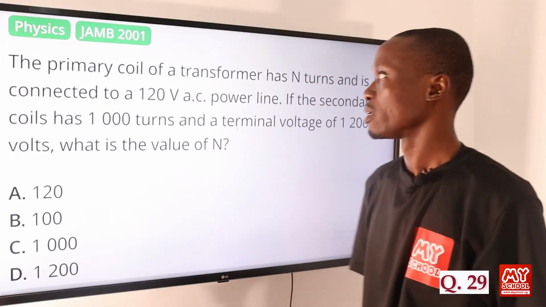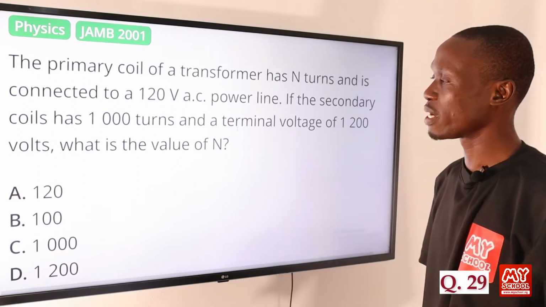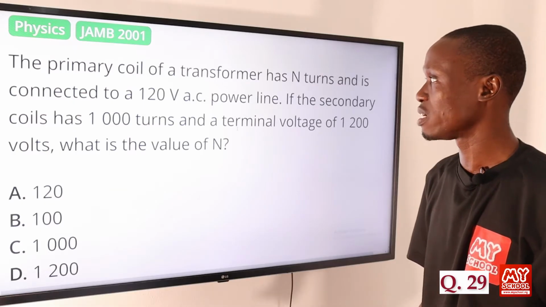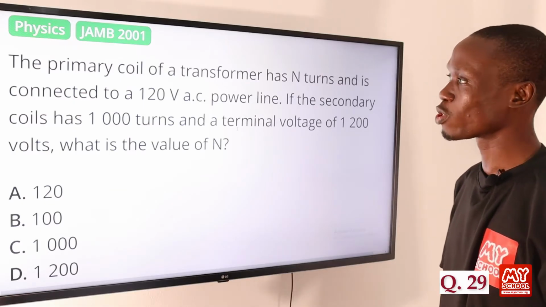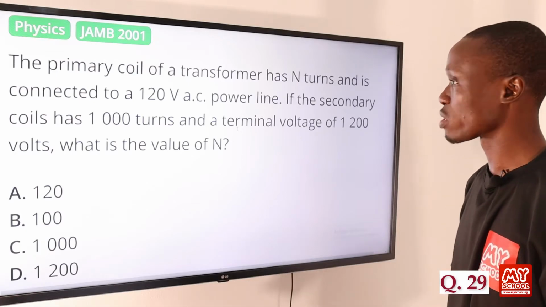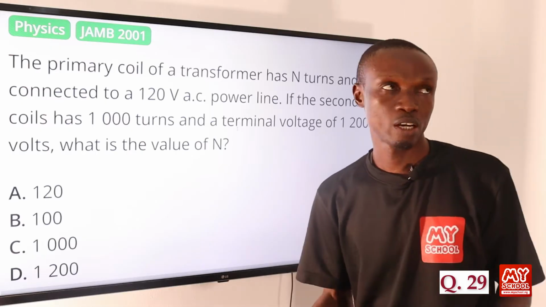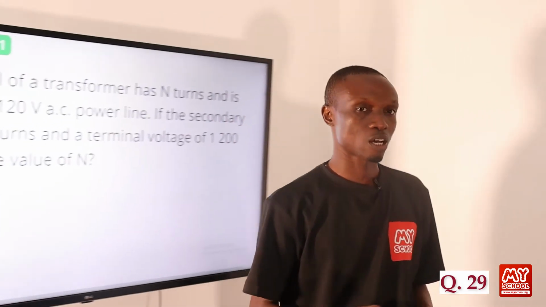Question 29. The primary coil of a transformer has N turns and is connected to a 120 volts AC power line. If the secondary coil has 1000 turns and a terminal voltage of 1200 volts, what is the value of N? So let's return to the board to provide answer to this question.